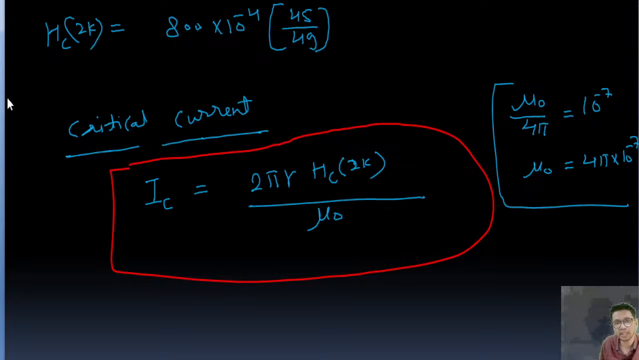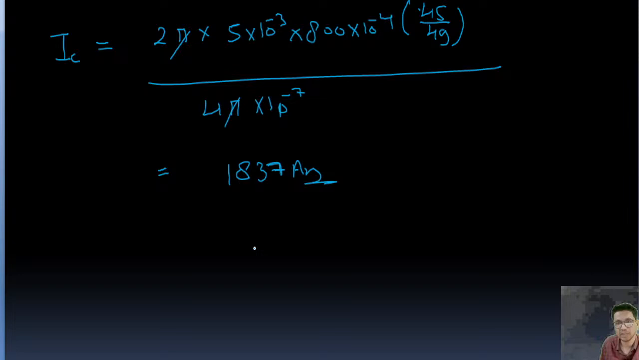And now for the critical current, there is a formula, that is IC equal to 2 pi R SC upon mu 0, at SC at 2 Kelvin. We have just put the values and we've got the answer. So this is the critical current that flows through this lead wire at temperature 2 Kelvin. So this is the answer. Which option is matching, guys?